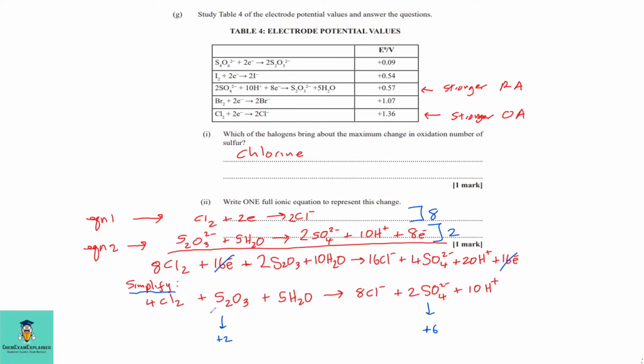And if you work out the oxidation numbers on the sulfur on the left-hand side of the equation and the sulfur on the right-hand side of the equation, you'll see that the oxidation number increased from +2 to +6. And that would be the maximum change in oxidation number of sulfur.